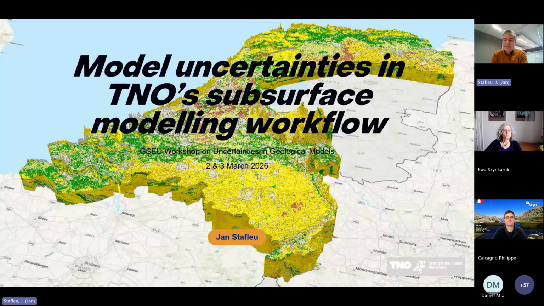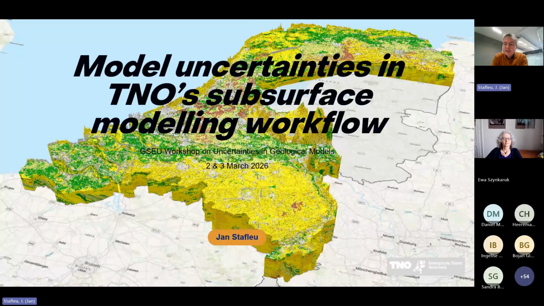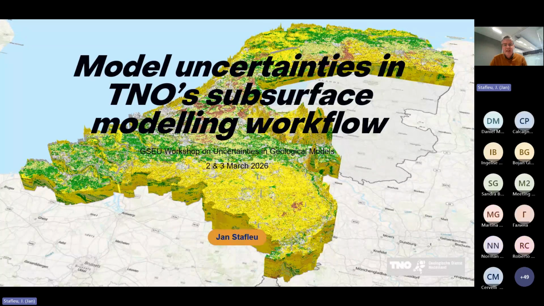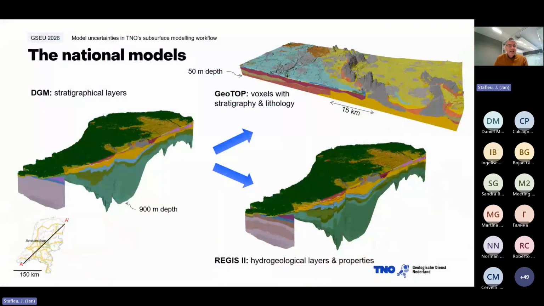Good morning, everybody. So in this first talk of the second day, I will present the way in which we estimate and visualize model uncertainties in the national subsurface models of the Netherlands. And I will first briefly introduce you to these models, and then we will dive into the uncertainties. And the national models, there are basically 3 of them.